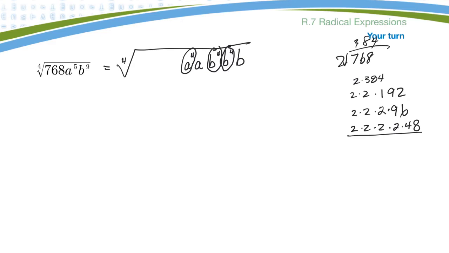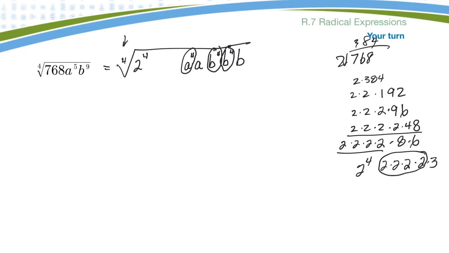Okay, 48 is 8 times 6. So I have 2 times 2 times 2 times 2, and then 8 times 6. Let me just write these as 2 to the 4th because I'm going for 4 things, right? And then 8 is 2 times 2 times 2, and 6 is 2 times 3. There's another group of 4 2's. So I could really write that as 2 to the 4th times 2 to the 4th times 3. And you could check that and see if that's right.